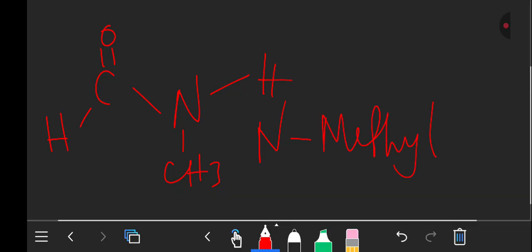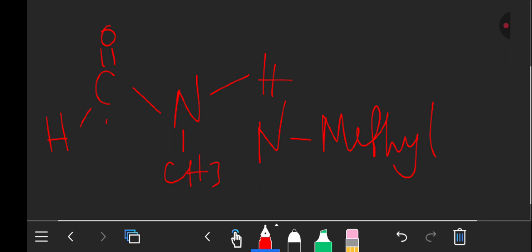Just like we number them, but we don't number here. We don't number like one methyl what. We just put N. So it will be N-methyl. And you see, this is a meth. This is a meth.